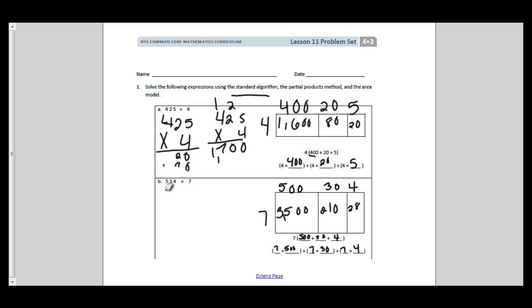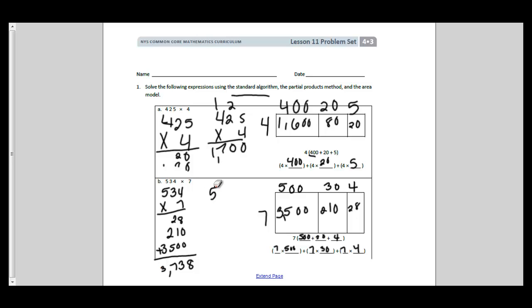Okay, so let's solve this using partial products. I'm going to write a little bit smaller. So you notice the same exact numbers that I used over here, except they're going to be in a different order. I'm going to do 4 times 7 first, which is 28, and 3 tens times 7, which is 210, and 5 hundreds times 7, which is 3,500. Same numbers, they're just in a different order. You add all those together, you get 3,738.